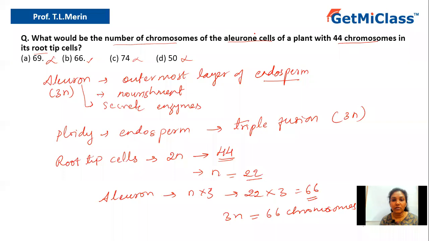Why? Because aleurone is a triploid cell, as it is a part of endosperm. So let us conclude the answer. The answer is option B, that is 66 chromosomes.